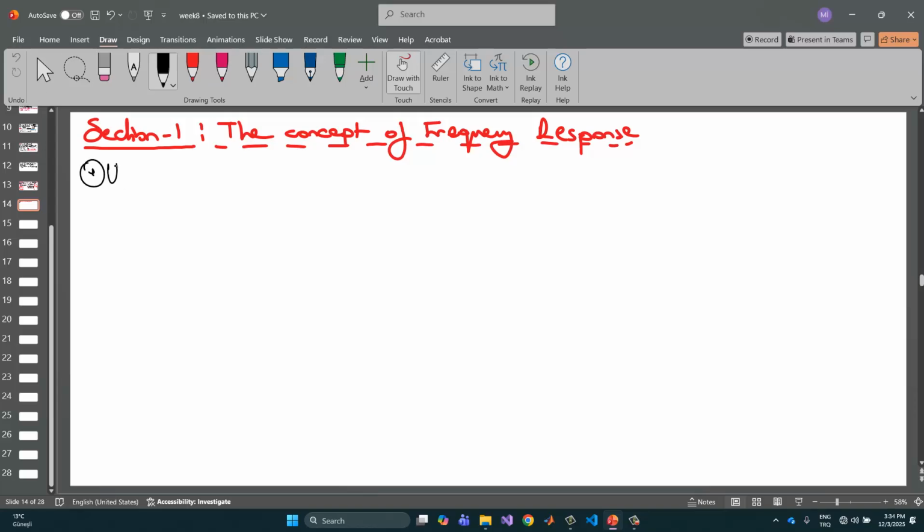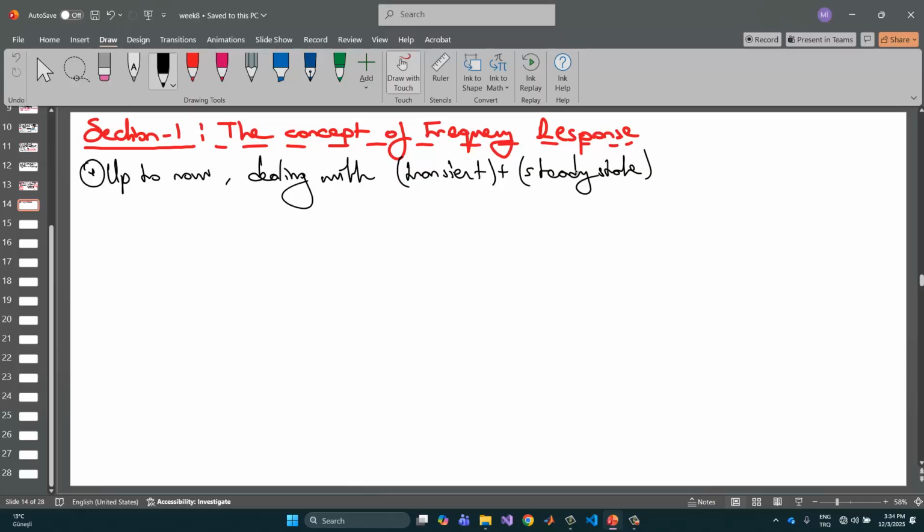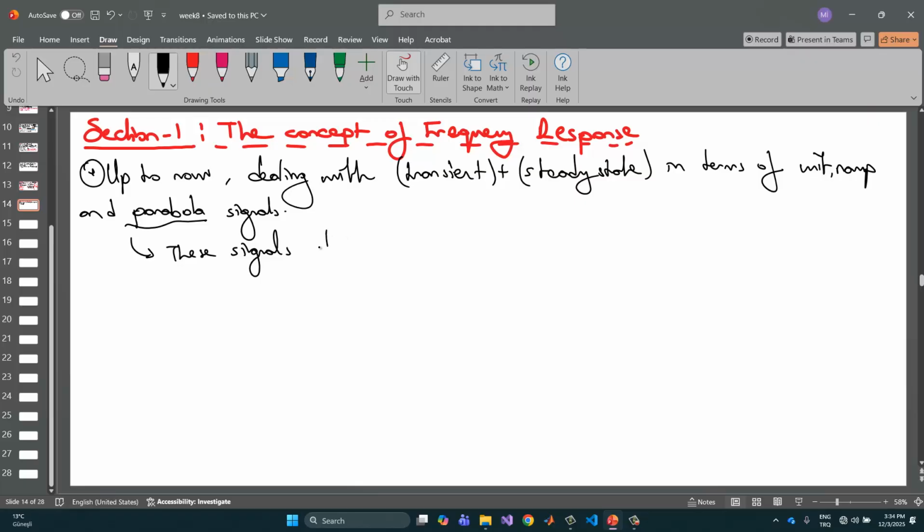So, up to now, we have dealt with only transient plus steady state response, in terms of unit, ramp, and parabola signals, but these signals do not contain any parts of the frequency.